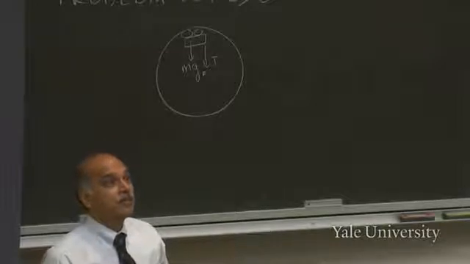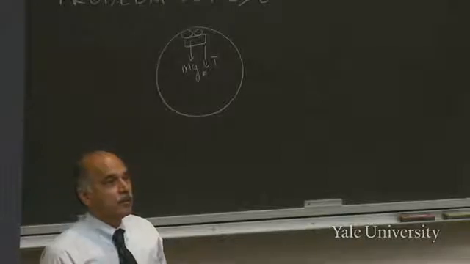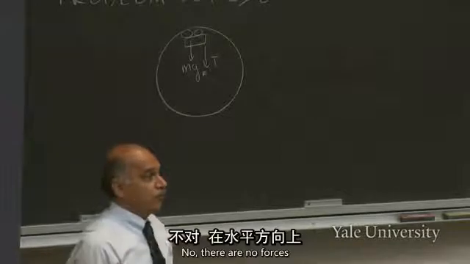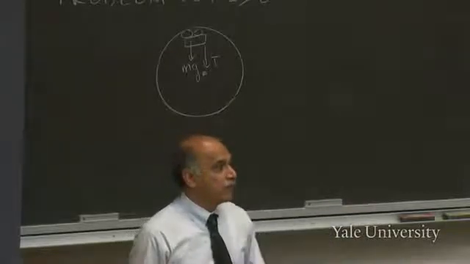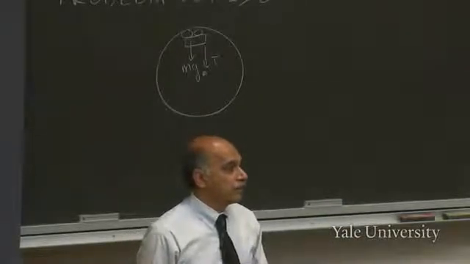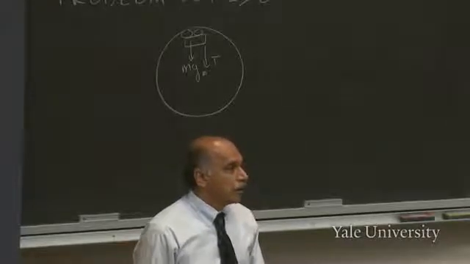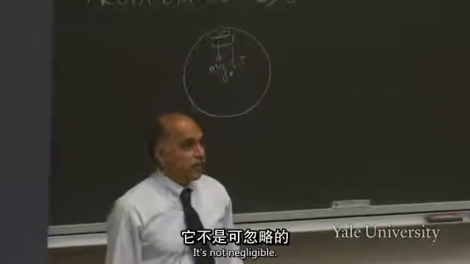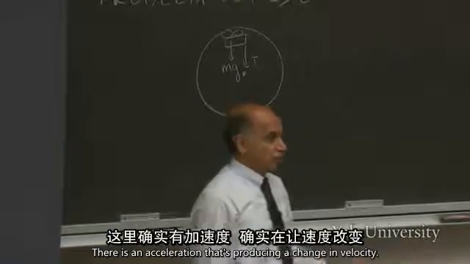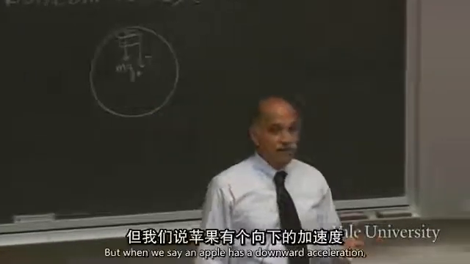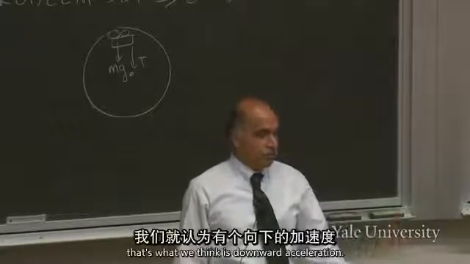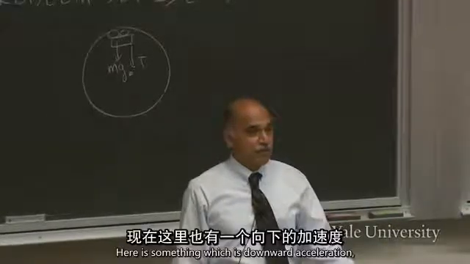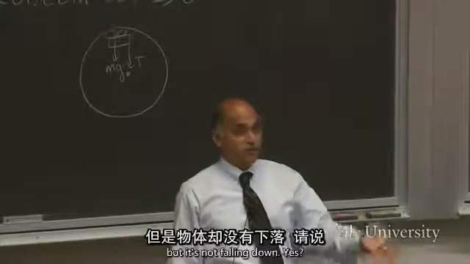The forces are acting in the horizontal direction, so then the velocity should be changed. No, there are no forces in the horizontal direction. The horizontal velocity makes the downward velocity negligible? It's not negligible. There is an acceleration that's producing a change in velocity. But when we say an apple has a downward acceleration, you let it go and it falls down. That's what we think is downward acceleration. Here is something which is a downward acceleration, but it's not falling down.